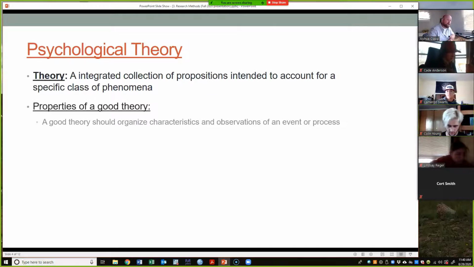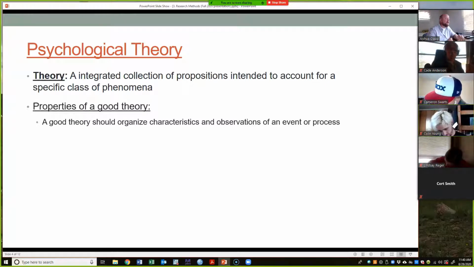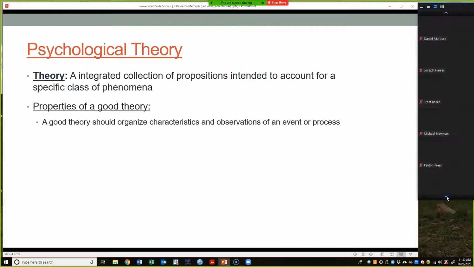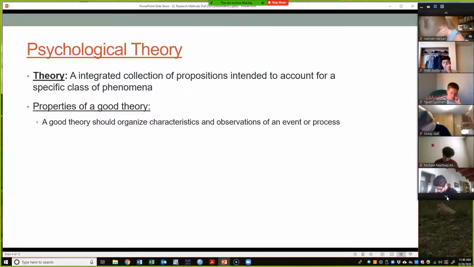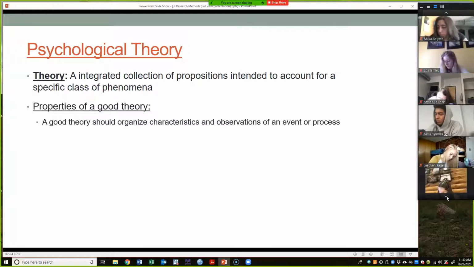And so, properties of a good theory. One, our theories should organize characteristics and observations. So if I've got a theory of aggression, let's say, my theory should do a good job of identifying different types of aggression, explaining why that behavior occurs, and why some people are more likely to engage in the types of aggression I'm interested in relative to other people. It should not just get one piece. It should tie anything I'm interested in neatly together.